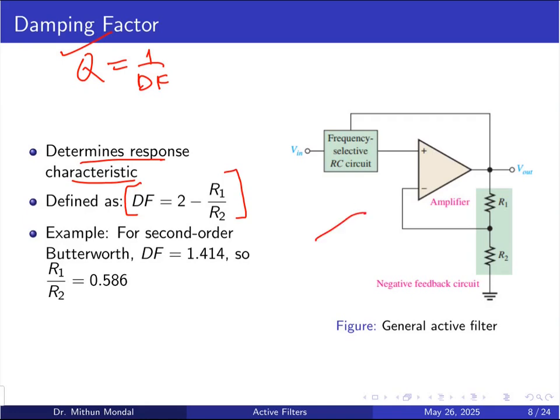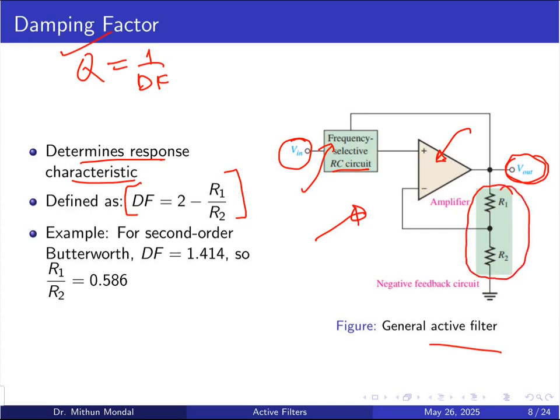So this is the circuit, which is a general active filter circuit, where you have the op-amp and the op-amp is connected with the RC frequency selective circuit. We are giving the input voltage and measuring the output voltage. So output voltage is a function of frequency. Here you can see that a voltage divider is connected in the form of a negative feedback circuit, which is given to the inverting terminal of the op-amp.